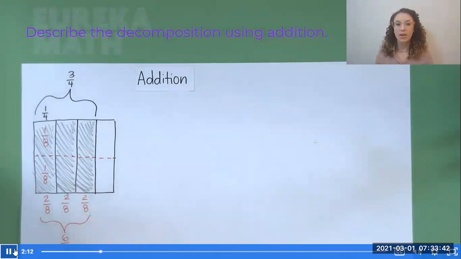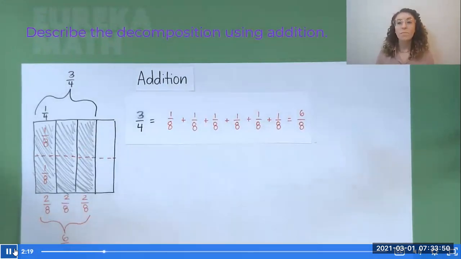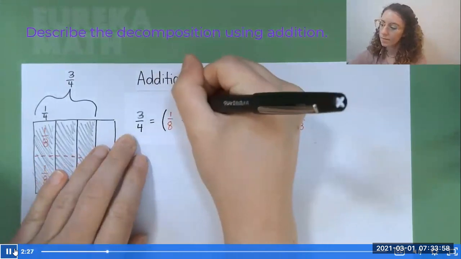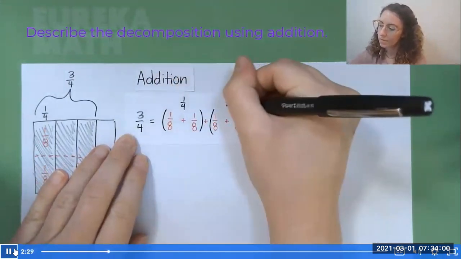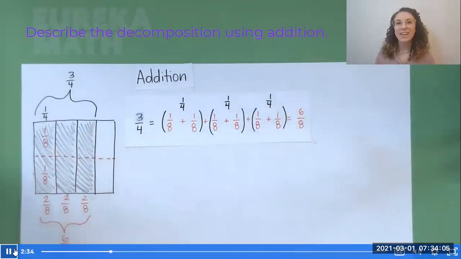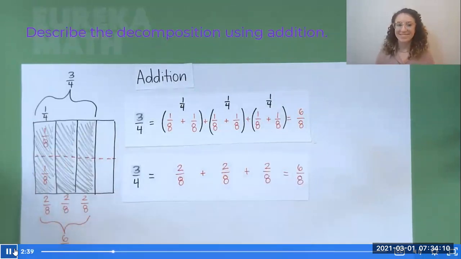Ready? Maybe you wrote that we could add 1/8 6 times. Or maybe you noticed that 2/8 are in each 4th. And you added 2/8 3 times. Either of those would be correct. Now, try describing the decomposition using multiplication.